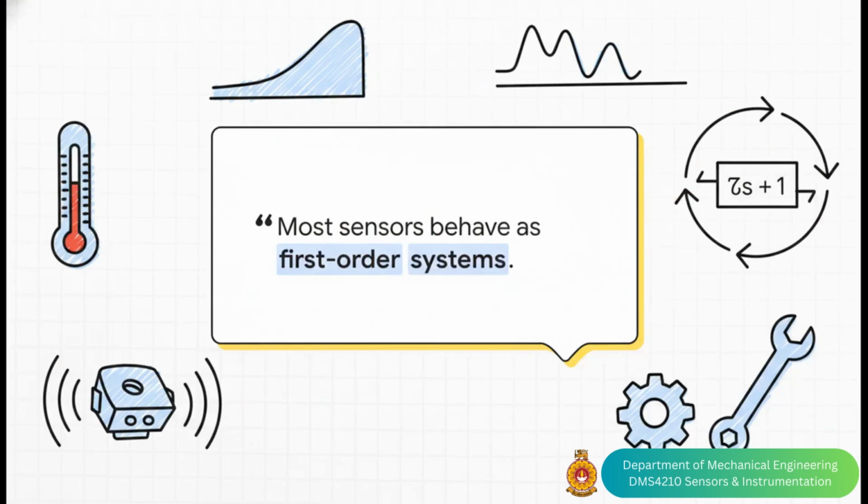And this right here is a really important point. Most sensors you're ever going to encounter, from thermometers to gas detectors, act like first-order systems. Why? Well, it's usually because they're limited by just one single thing that stores energy, like the physical bulk of a thermometer that needs to heat up. That one bottleneck is what makes their behavior so common and so predictable.